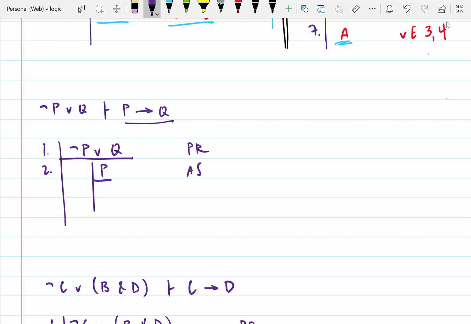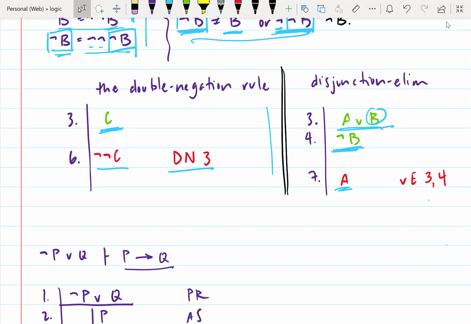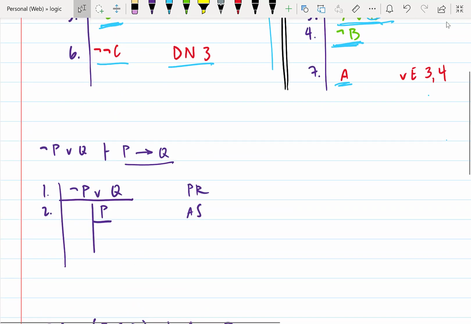Okay, so now I've got not P or Q on the first line and P on the second line. So what I want to do is use the disjunction elimination rule, but what I have here on line 2 is not the negation of not P. I mean, it is the denial of not P, it is the opposite of not P, but it's not this with one more not sign in front of it. So in order to use the disjunction elimination rule, I need to have a line that has this with one more negation sign in front of it. So for that, I use the double negation rule. So here on line 3, I'm going to put not not P, double negation, line 2.